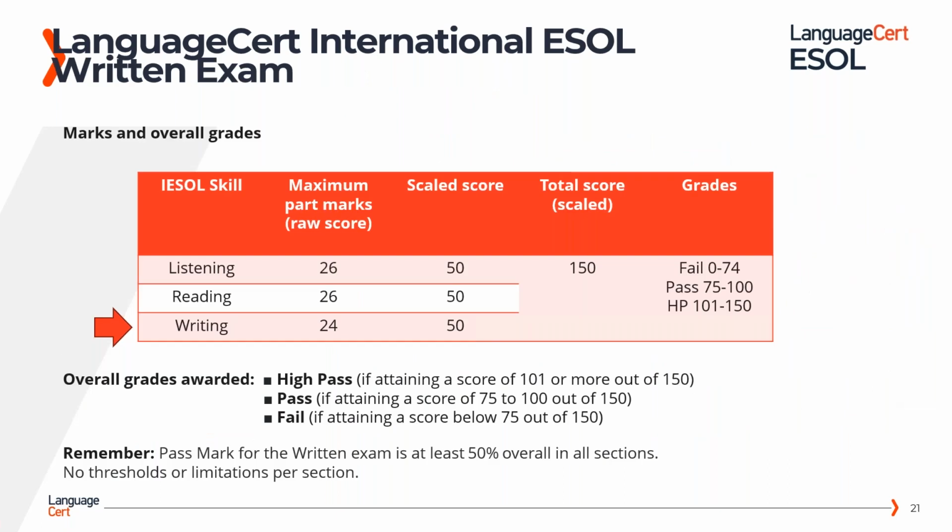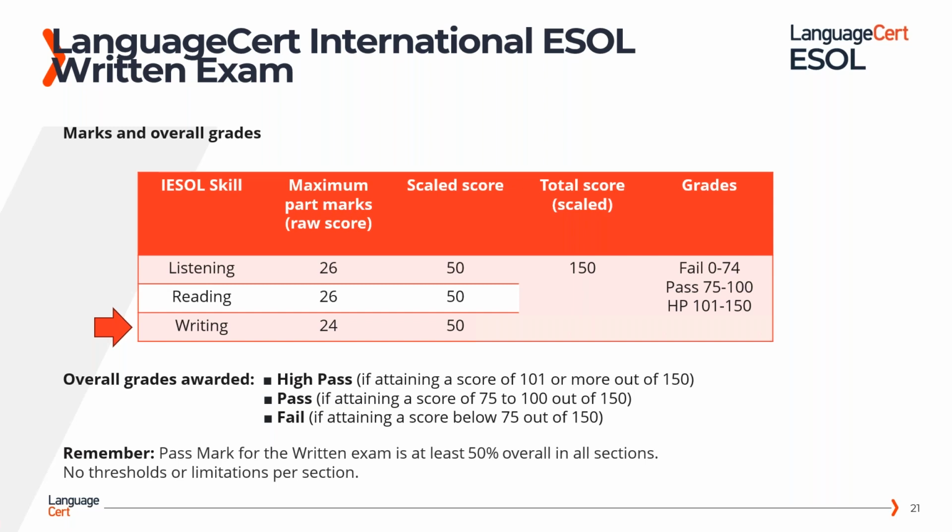What about marking and grading now? When do candidates get a pass, a high pass, or a fail? In the table here, you can see a summary of the maximum raw and scaled scores candidates can get per skill assessed. Let's first focus on the writing component.